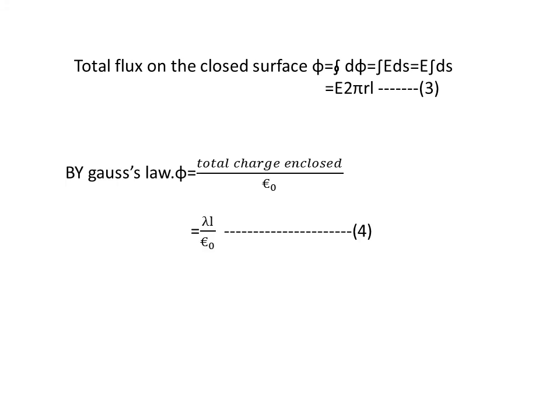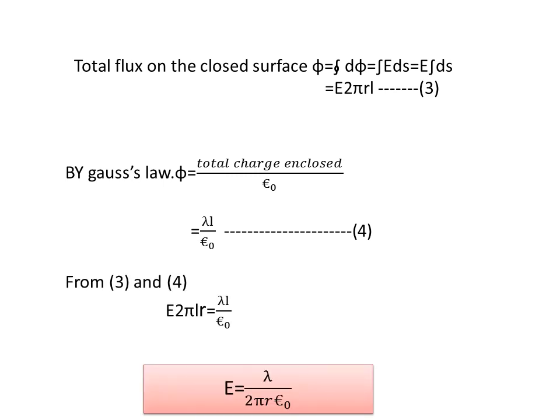The second one is by Gauss law, phi is equal to total charge enclosed by epsilon 0. We have lambda, which is equal to charge per unit length. So for length L, we have charge is equal to lambda into L. We can equate these two equations, cancel L on both sides. We get E is equal to lambda by 2 pi epsilon 0 r.